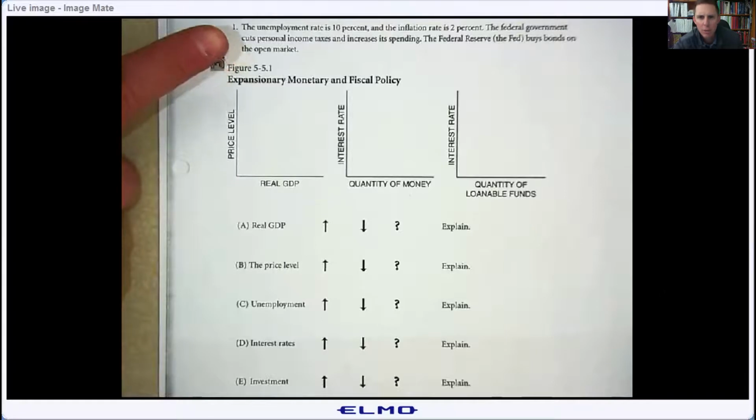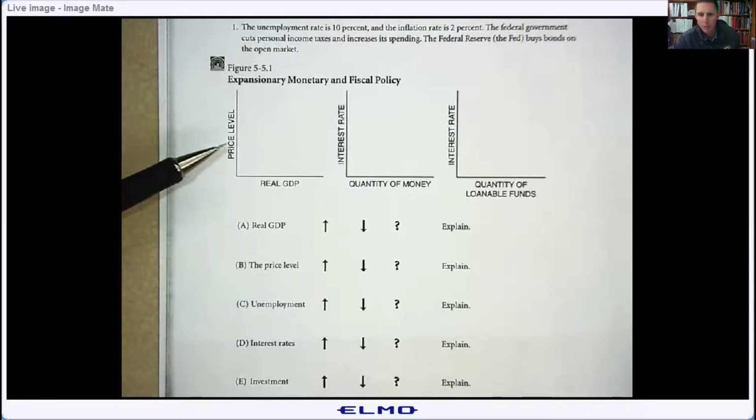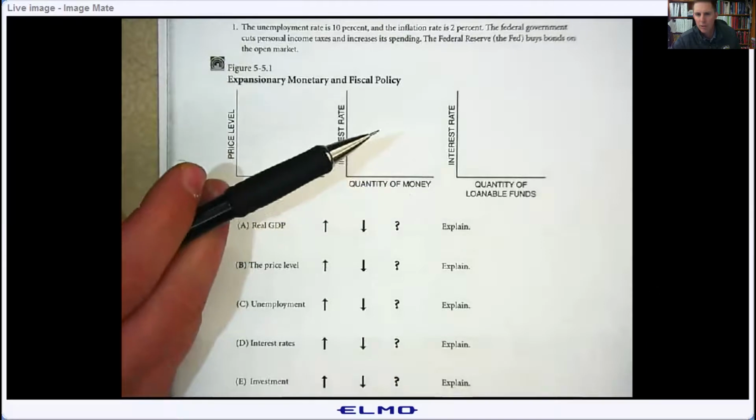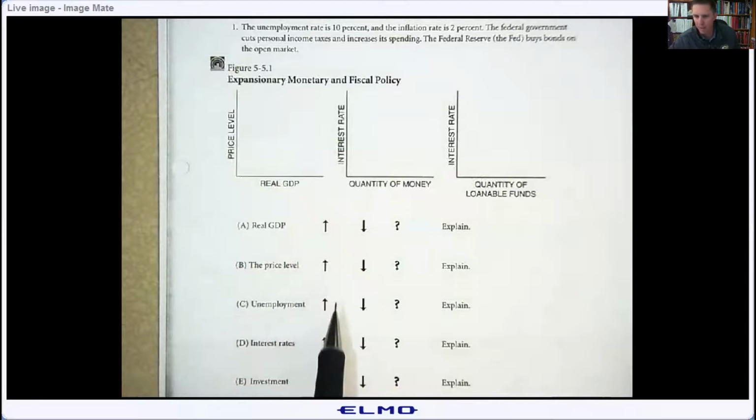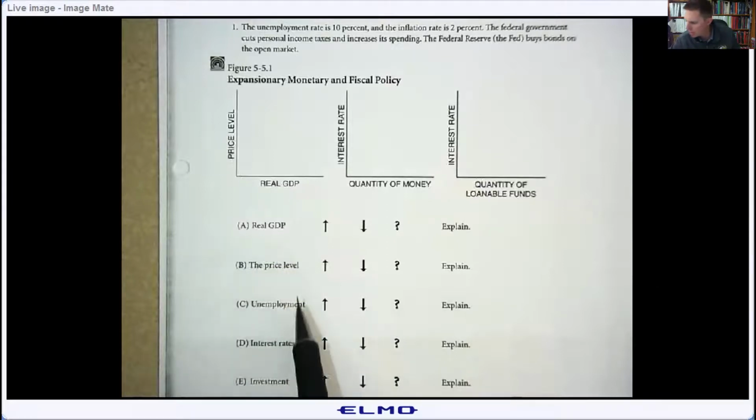So the unemployment rate is at 10% and inflation is at 2%. So we are not doing real well right now. I would like you to go ahead and show what is happening with all of these three graphs. You have your macro model, you have your liquidity preference model, and you have your loanable funds model. Go ahead and circle whatever's happening here and explain over here for each of these: what's happening with real GDP, price level, unemployment, interest rates, and investment spending. Go ahead and pause the video now.